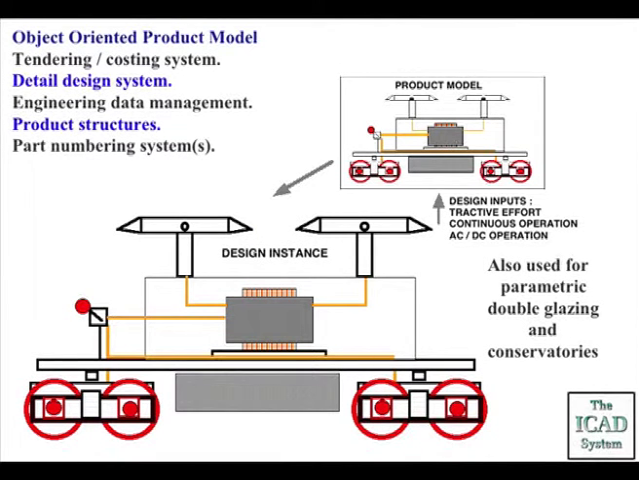So here we have an object-oriented system representing a locomotive, and such a system for design inputs of tractive effort, continuous operation and AC/DC operation. So for instance, if the length of the train changes, all other dimensions related to that will change as well.